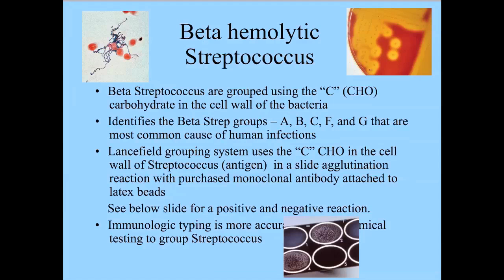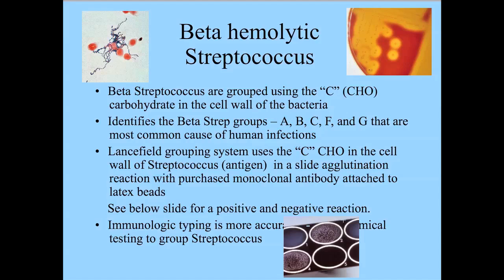On the next slide, we'll start talking about the beta hemolytic strep. The beta streptococcus are grouped using the C carbohydrate in the cell wall of the bacteria. This carbohydrate helps us group the beta hemolytic strep into the most common human infections of A, B, C, F, and G. These are our most common beta hemolytic strep.